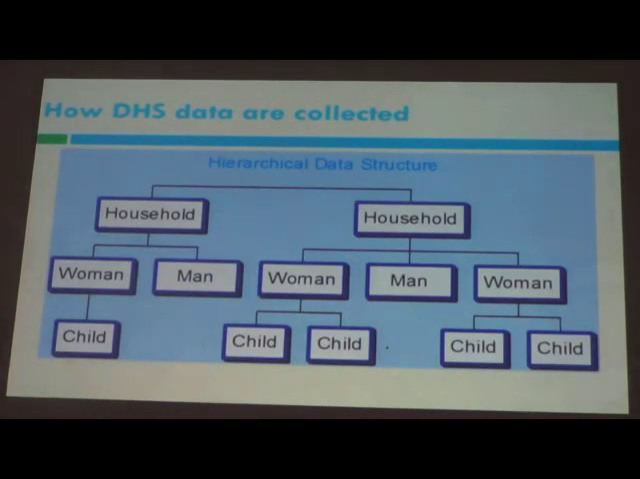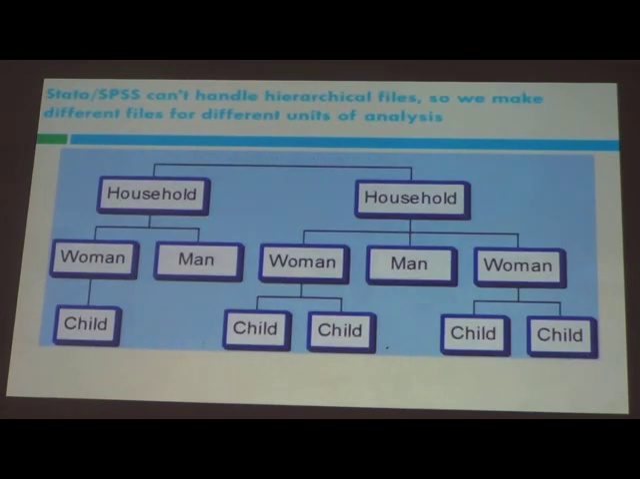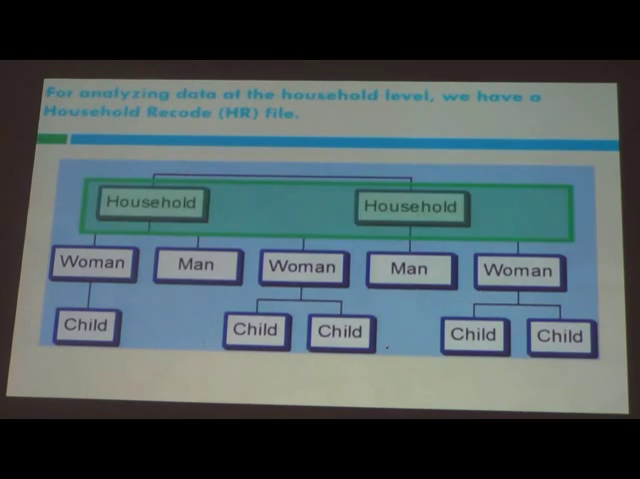So this is how the data is collected. Usually, you go to a household, you interview men and women between the ages of 15 to 49 years, and then there is some information regarding children. So this whole makes one big data set. But because SPSS or Stata cannot handle hierarchical files, these files are put separately. So you have to link the individual records.